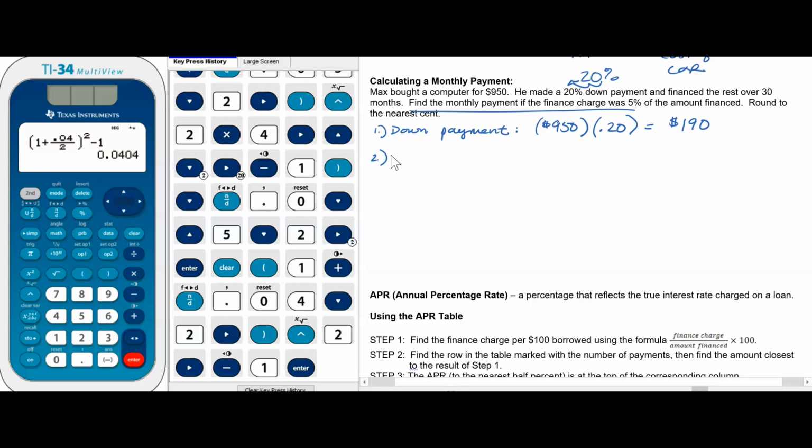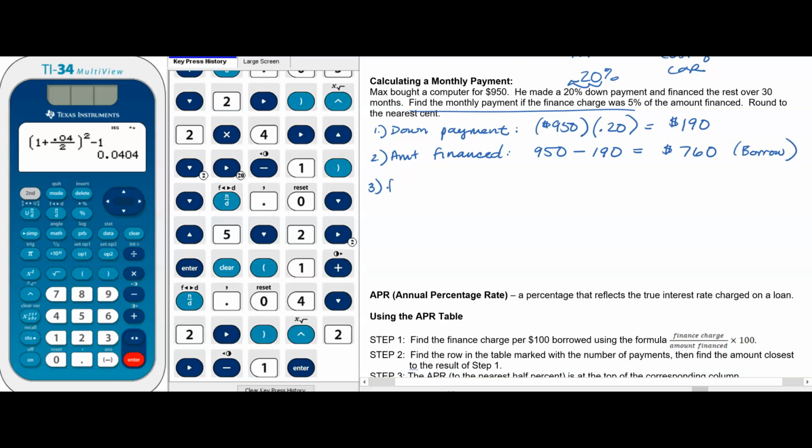Next, I'm going to figure out the amount that's financed. That means how much he's borrowing from the bank. Well, if the computer is $950, but he has $190 to put down, then we're going to subtract that to figure out how much more he needs. So if you subtract those two numbers, you end up getting $760. So that's how much he's going to borrow from the bank.